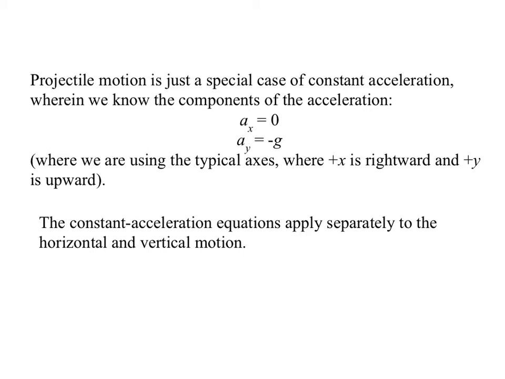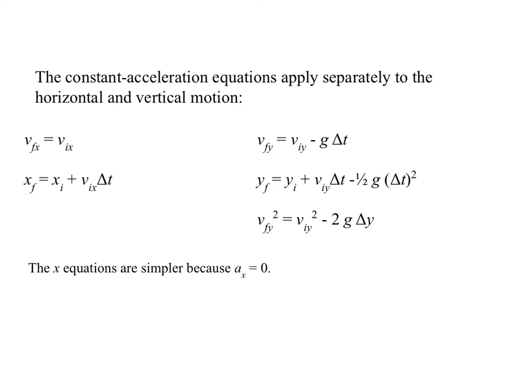All right, projectile motion is just a special case of constant acceleration, wherein we know the components of the acceleration. In the reference frame we just had, it would be a_x is 0 and a_y is minus g. The constant acceleration equations apply separately to the horizontal and vertical motion. They both apply, and they apply separately. There's no mixing of the two, except through the time, essentially, which is the same for both.